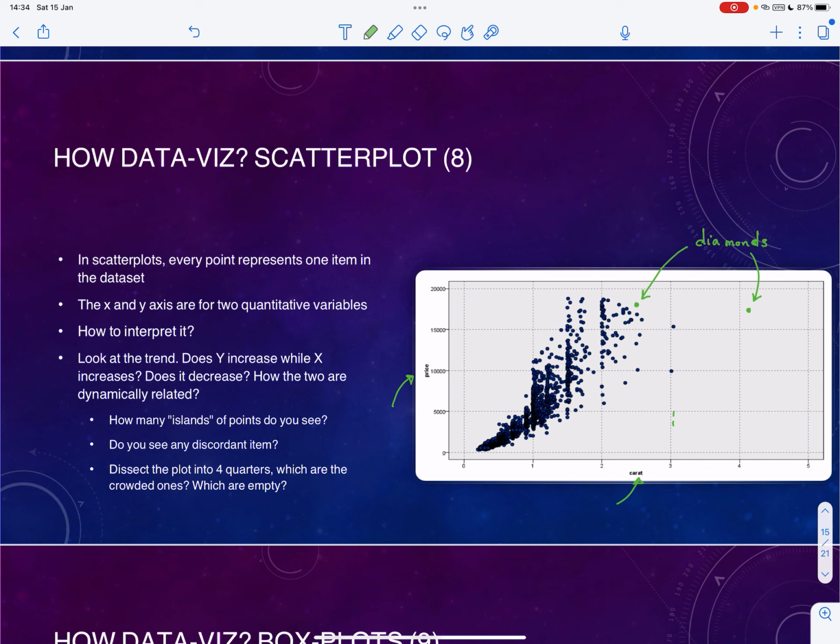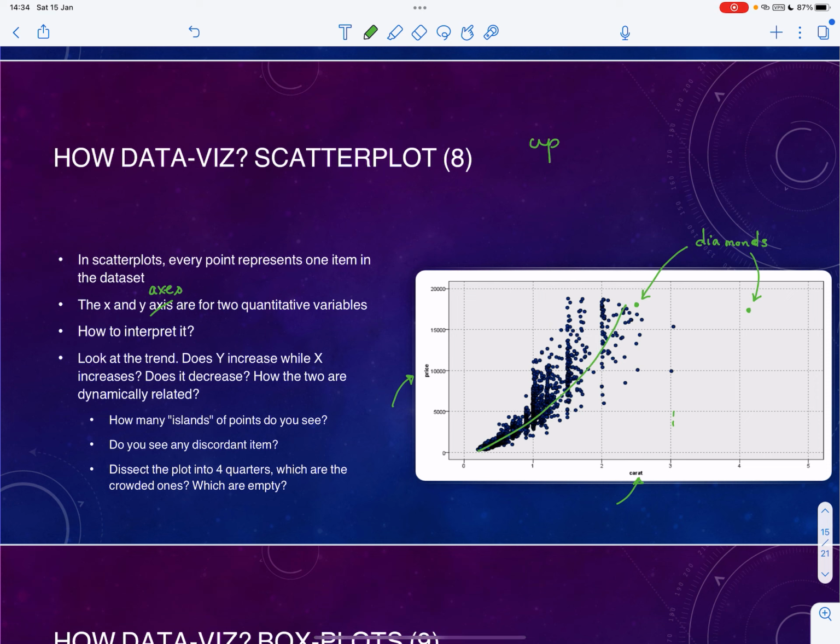So, scatter plot. In a scatter plot, every point represents one item in the data set. The x and y axis are for two quantitative or numerical variables. The question is how to comment on it. Well, the first thing is look at the trend. Here we can see that the trend is something like this.